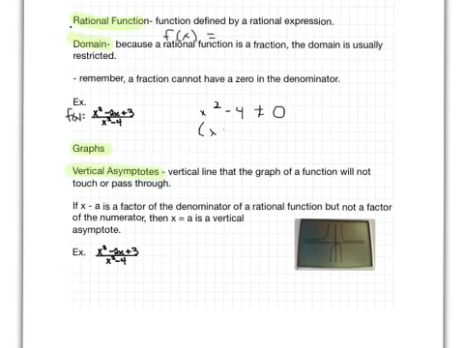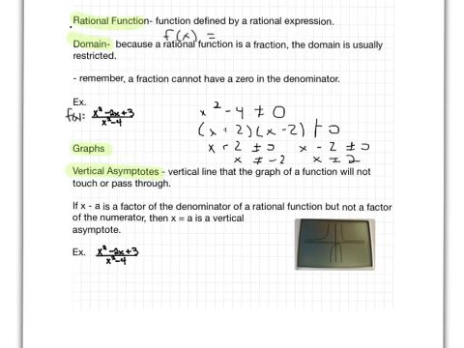I need to factor this, and it's a difference of squares. So I can figure out that x plus 2 cannot be 0, and x minus 2 cannot be 0. So x cannot be negative 2, and x cannot be 2. So those are what x cannot be. Our restrictions is what we call them.